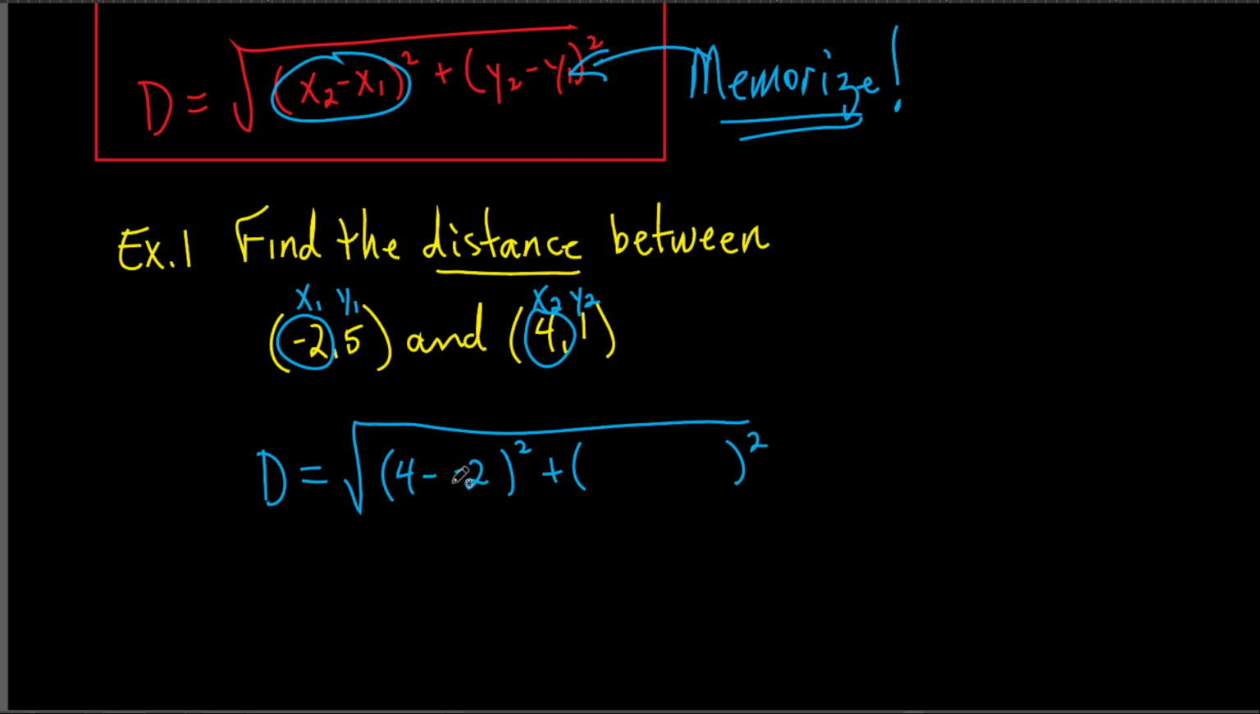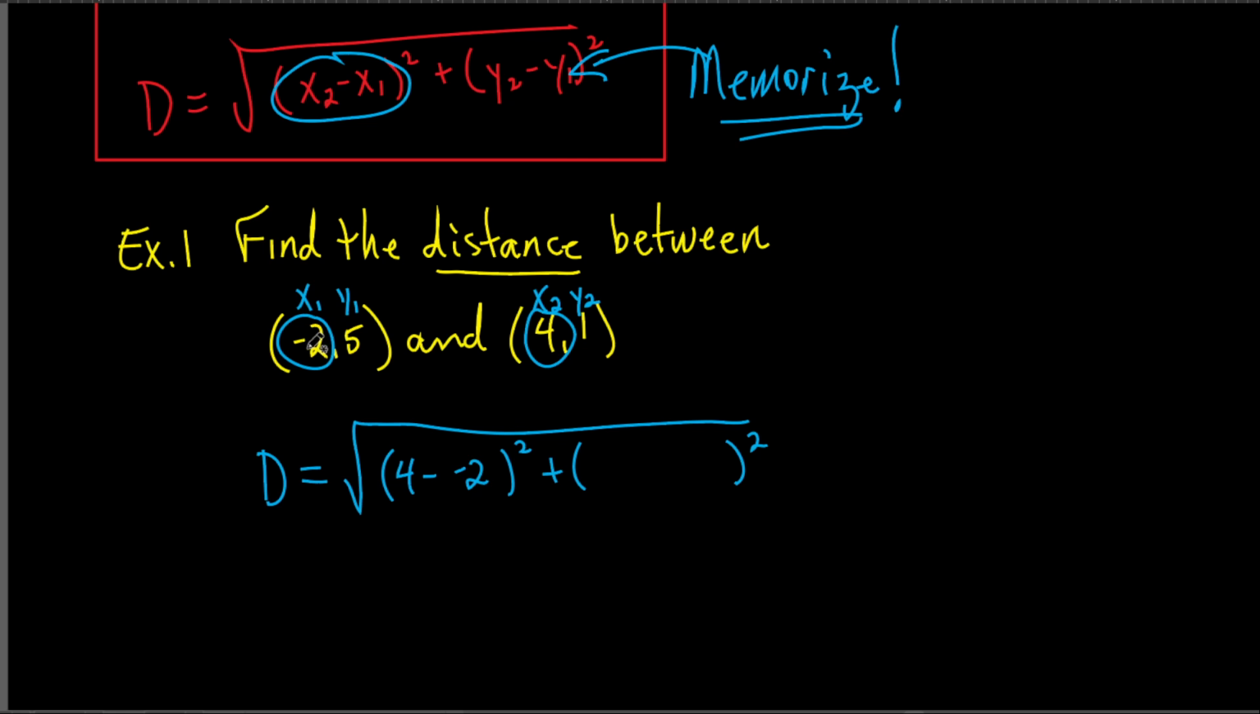But even if it did come out negative, what are you doing to it? You're squaring it. So when you square a negative, you always get a what? A positive. Because two negatives multiplied together is always positive, right? So that's why it doesn't matter what order you subtract them in.